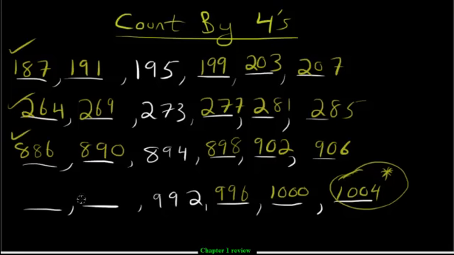Going backwards, 992 becomes 988 and then 984. Okay, another check mark. Great job, guys. If you got this one, good work. Otherwise, go back and review the lesson that I've made on counting by 4s.